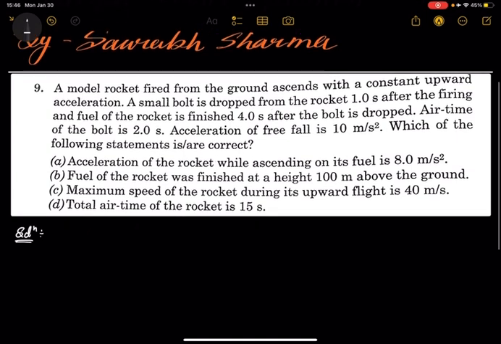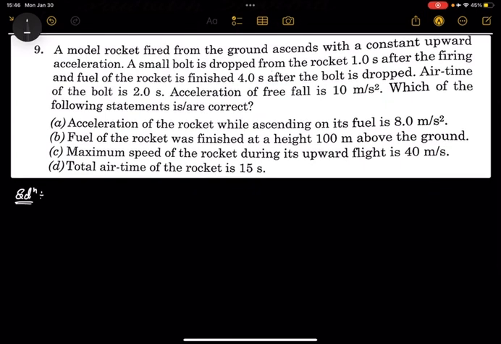Statement one: acceleration of the rocket while ascending on its fuel is 8 meter per second square. Two: fuel of the rocket was finished at a height of 100 meter above the ground. Three: maximum speed of the rocket during its upward flight is 40 meter per second. Four: total air time of the rocket is 50 seconds.